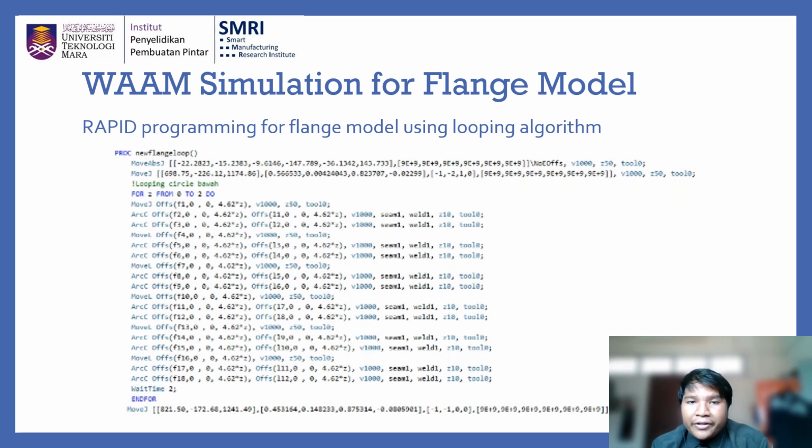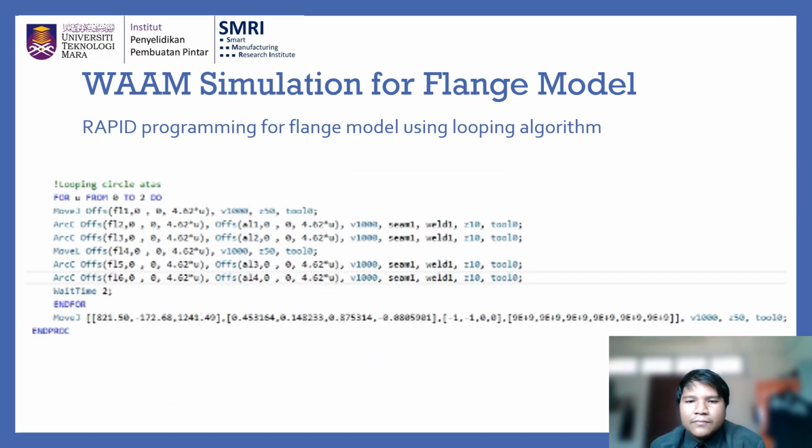This is the RAPID programming code for flange model using looping algorithm. So basically, based on this figure, this is the looping algorithm for the lower part of the flange model. So this is the upper part of the flange model using the looping algorithm also.